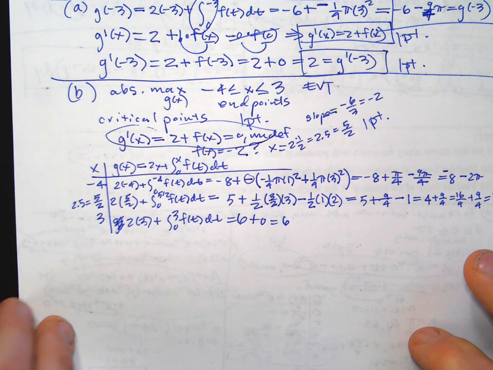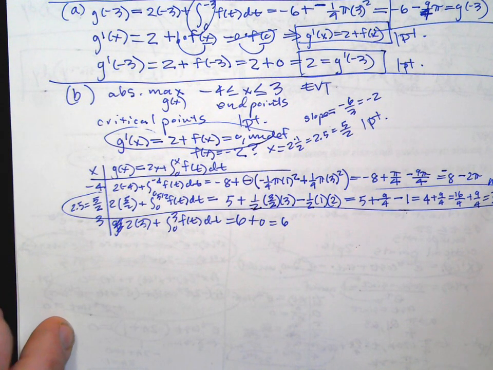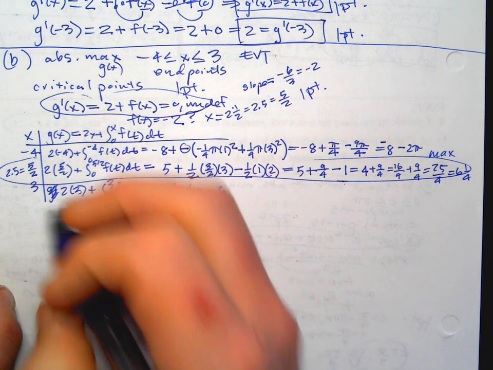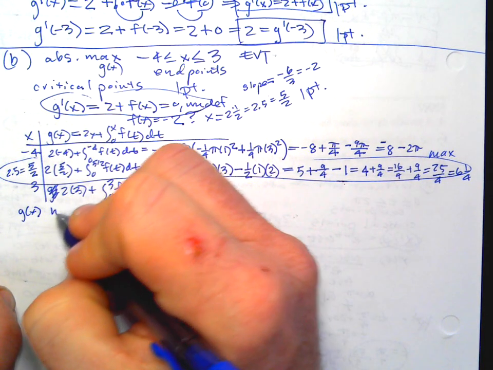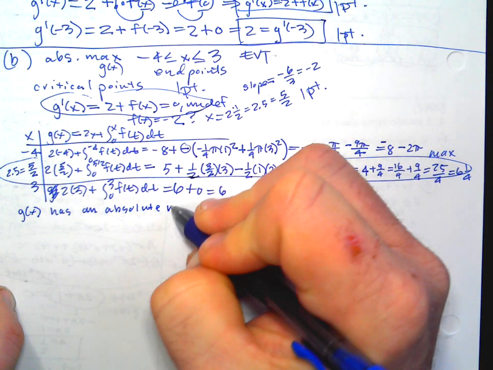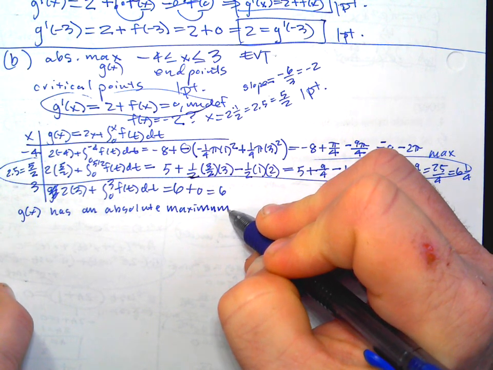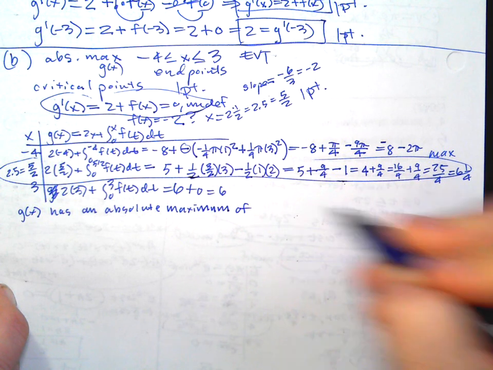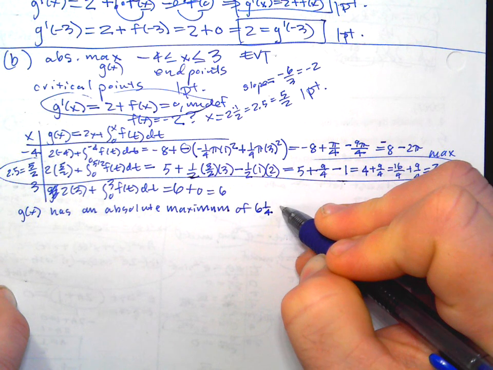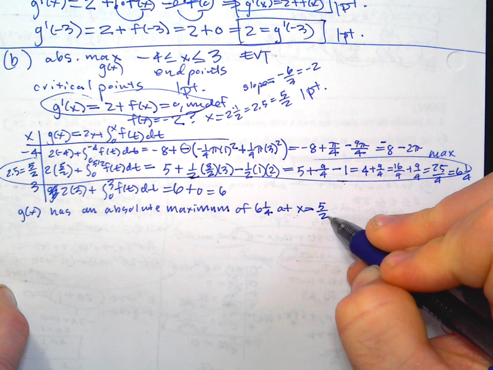So where's the max? This is the max right here. Barely. A little bigger than the other endpoint. So we're going to put that in the answer. We're going to say g(x) has an absolute maximum of 6.25 or 25/4 at x equals 5/2. There's no units on here.